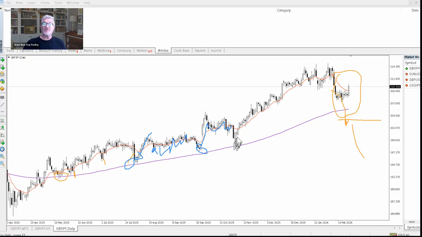Here is a really nice run. I enter it in here. I go up, and I just stay. This touched. It didn't close below, so I stay. This touched. It didn't close below, so I stay. Here it closed below, and here is where I get out. And I had a nice little run here. This is how you trade the trend.